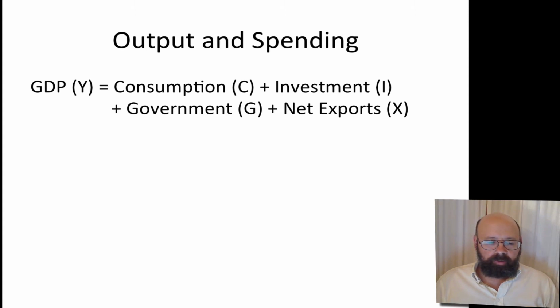The source of the goods and services that we buy is our output, and that's what GDP is. And GDP is absorbed by the four sectors that I just mentioned: the household sector, the business sector, the government sector, and the foreign sector. So GDP is equal to consumption spending plus investment spending plus purchases of goods and services by the government, or government purchases of goods and services, as well as net exports.